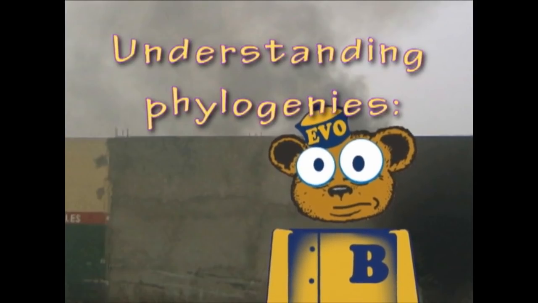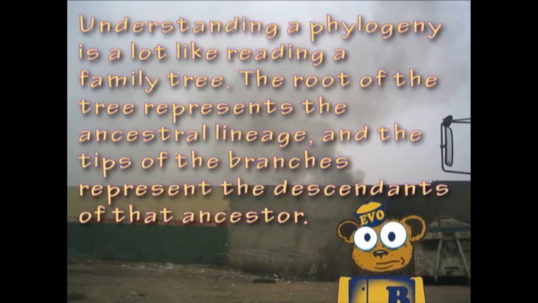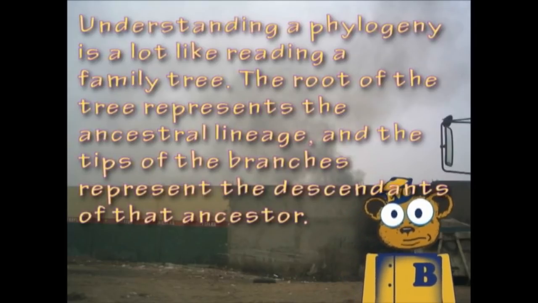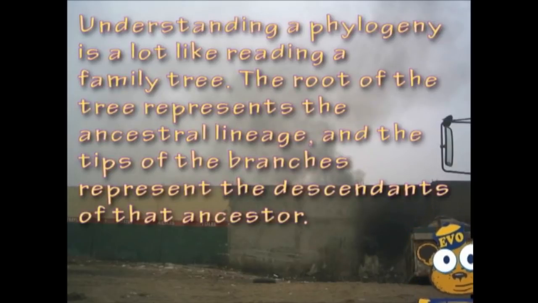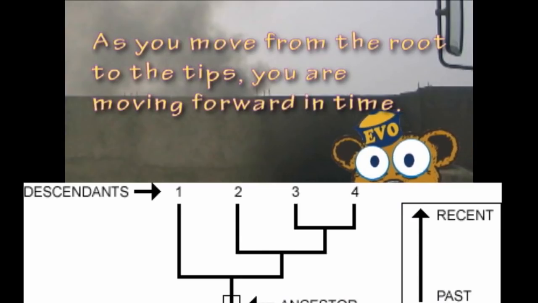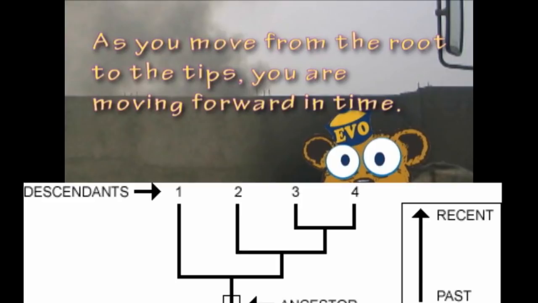Understanding phylogenies. Understanding a phylogeny is a lot like reading a family tree. The root of the tree represents the ancestral lineage, and the tips of the branches represent the descendants of that ancestor. As you move from the root to the tips, you are moving forward in time.